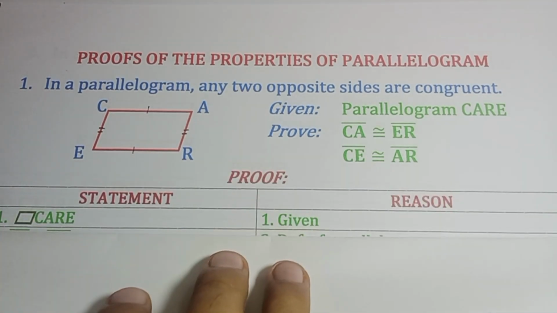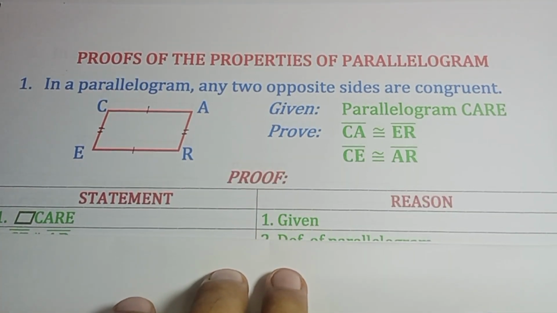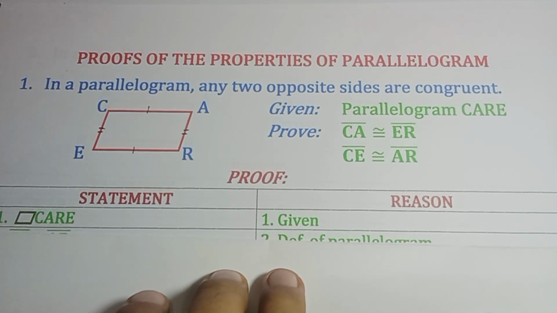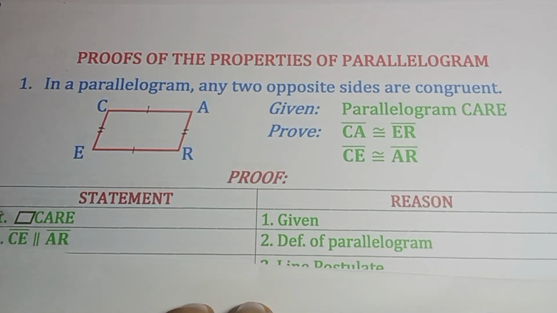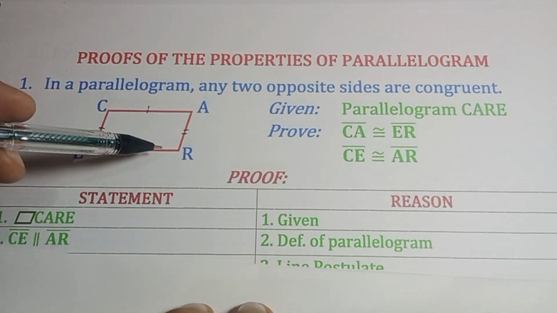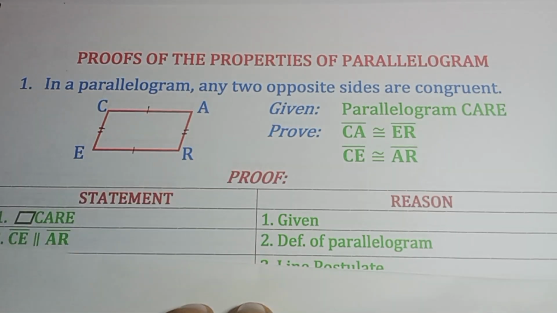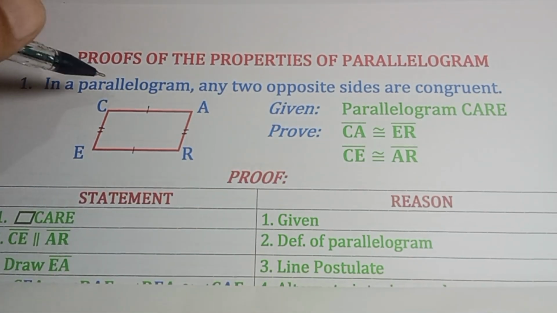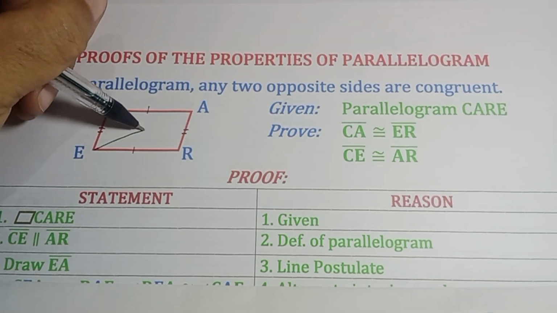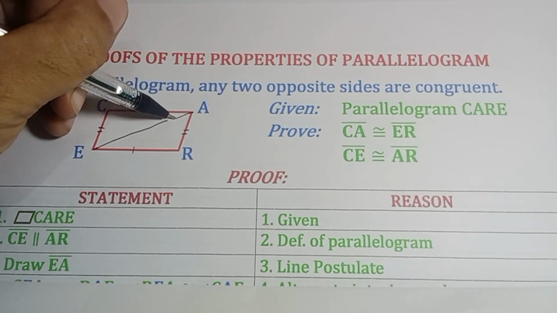We have number one. Your first statement, parallelogram CARE. Your reason is given. The next statement. Now, since we have parallelogram CARE, we can say that CE is parallel to AR. That's according to the definition of parallelogram. Okay, and then draw EA. Okay, let's have this diagonal EA.